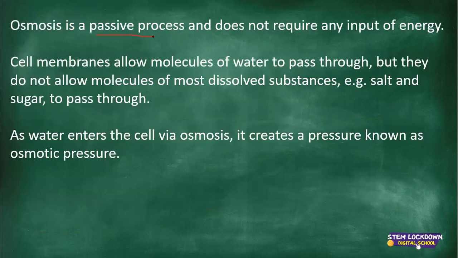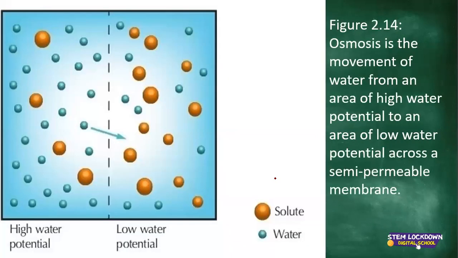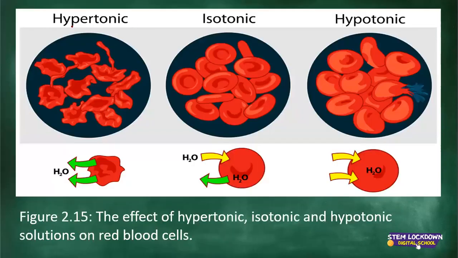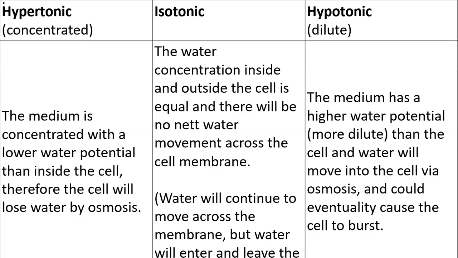Again, like I said, this is also a passive process. This here, remember osmotic pressure. This occurs when water enters the cell via osmosis and it creates a pressure known as osmotic pressure. And then I showed you here osmotic pressure. That's what happens over here. In hypertonic, the medium here, that means it's concentrated. It's concentrated. The medium is concentrated with a lower water potential than inside the cell.